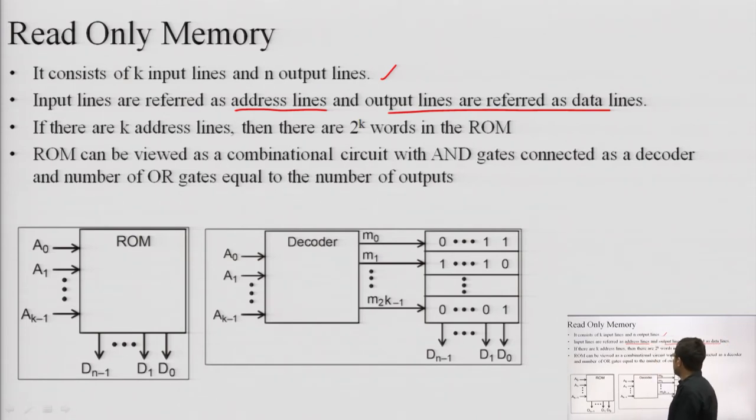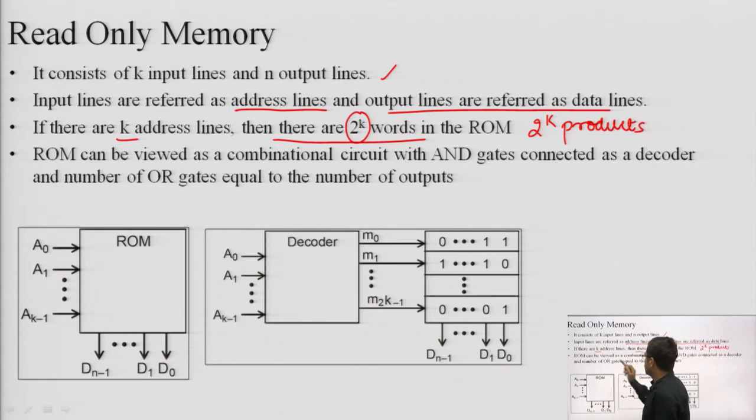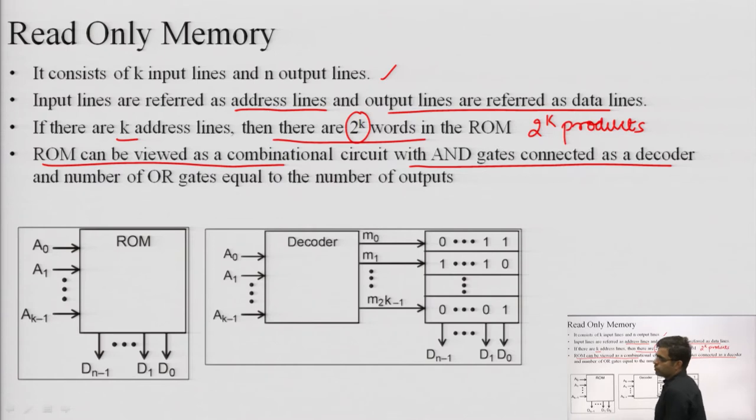If there are k address lines, there are 2 raised to power k words, which can also be termed as 2 raised to power k products. And these products are generated by a decoder. It is mentioned here, ROM can be viewed as a combinational circuit with AND gates connected as a decoder. Whenever we design any combinational circuit, we basically need AND, NOT and OR, the 3 basic gates by which we can design any simple or complex circuit. Those AND gates will not be used as separate components; instead, they will be used as a part of a decoder.